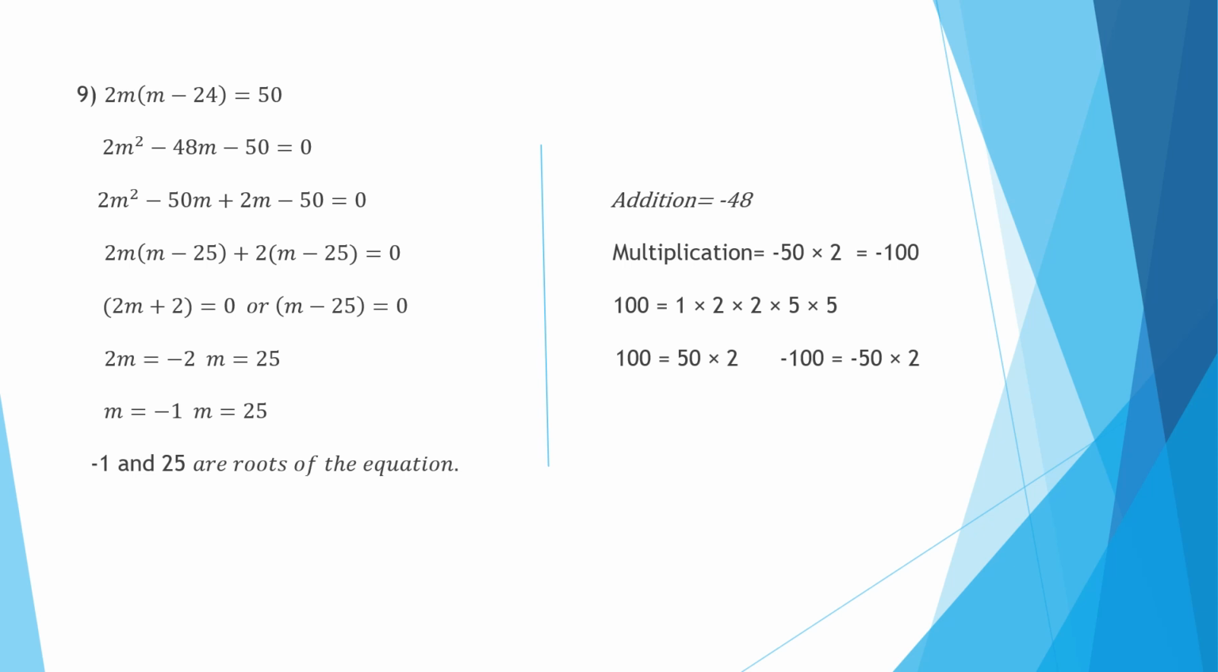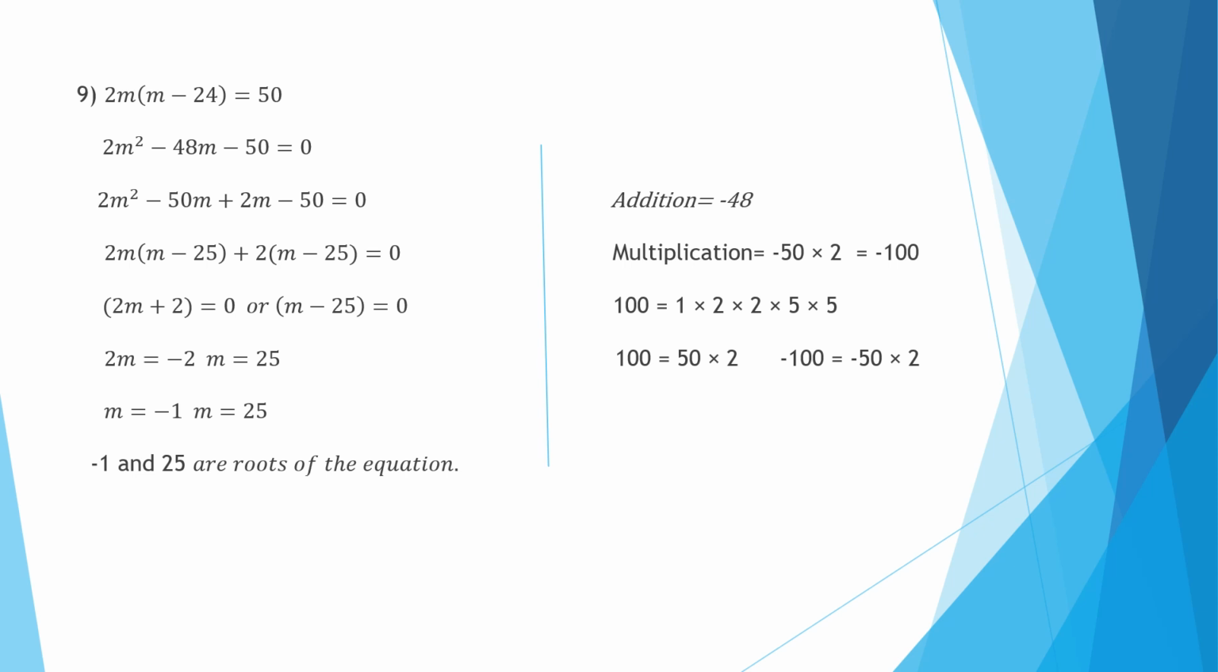So we write here the equation 2m square minus 50m plus 2m minus 50 is equal to 0. Then we find the common from this equation. So from 2m square minus 50m, common is 2m. So we write 2m here and in bracket we write m minus 25. Then we find common from 2m minus 50, 2 is a common. So in bracket we write m minus 25.